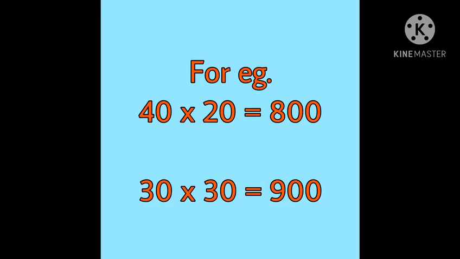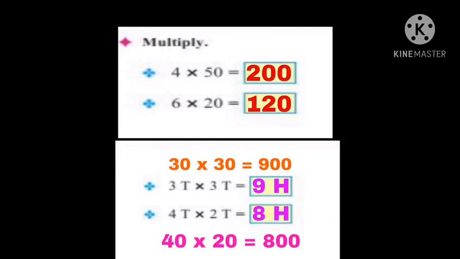Same way, 30 multiplied by 30 equals 900. So here you can just multiply the digits, that is 3 multiplied by 3, you get the answer as 9, that is 3 3s are 9, and the remaining 2 zeros you can add and you get the answer as 900. Let's understand more examples.